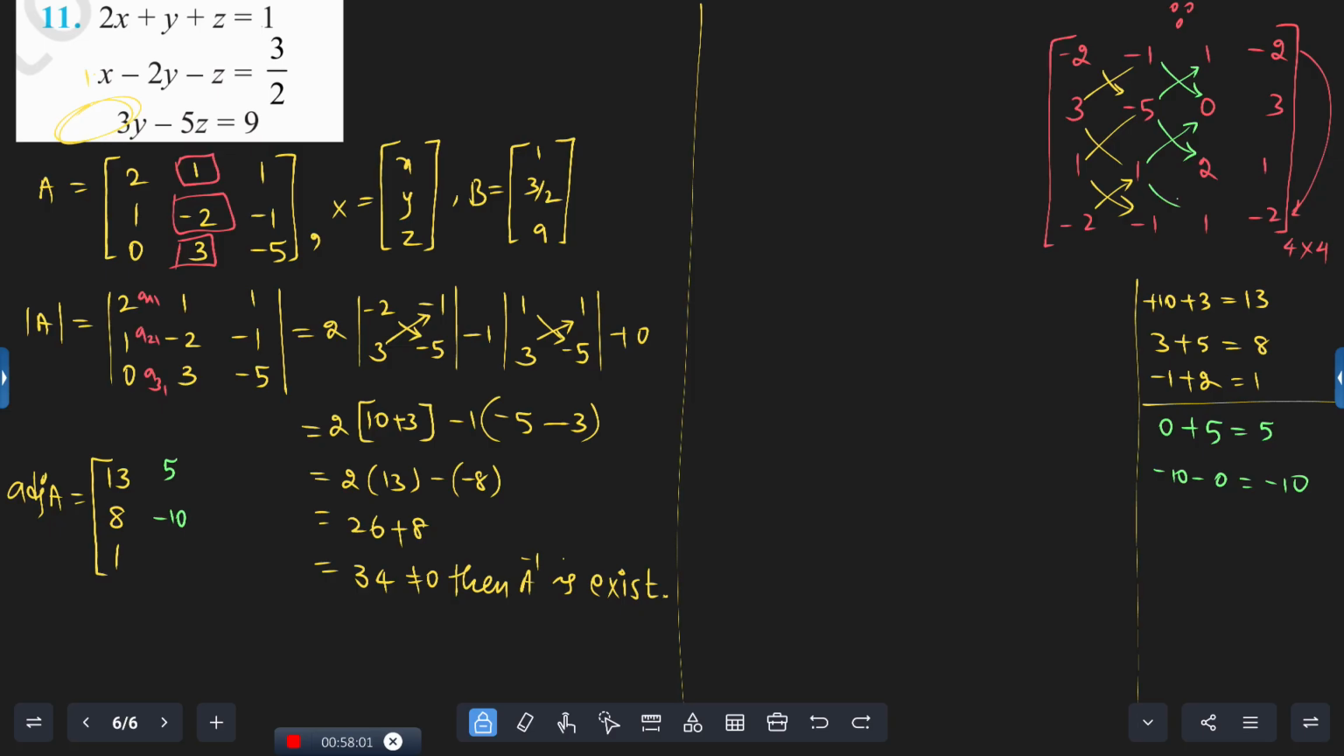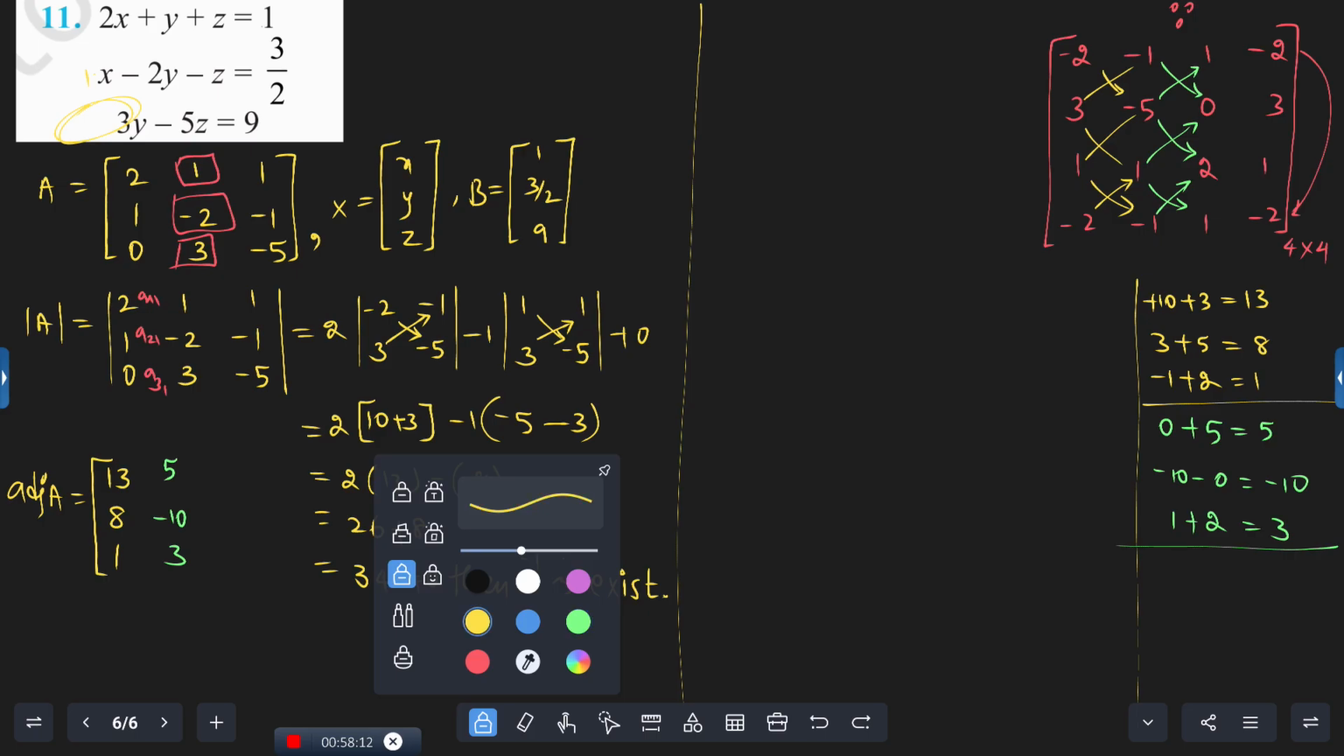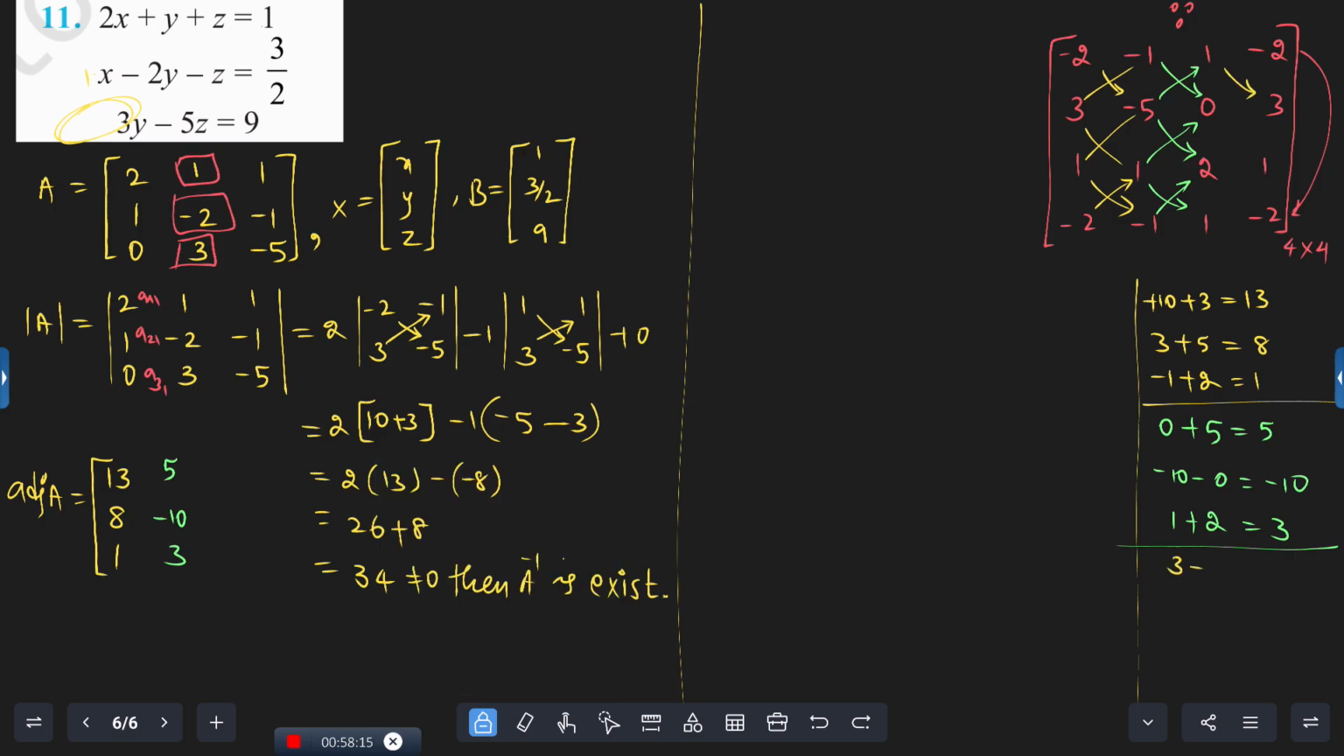And next, 1 ones are 1, formula minus 1 into 2 minus 2, so minus plus 2 is equal to 3. So we are getting 3 here. Next, 3 ones are 3, formula minus 0 into anything 0, which is equal to 3. So here I'm giving 3. Next, 0 into 1 is 0, formula minus 2 into 3 is 6, which is equal to minus 6. So here I'm giving minus 6. Next, 2 into minus 2 is minus 4, formula minus 1 ones are 1, which is equal to minus 5. So finally I'm getting minus 5.